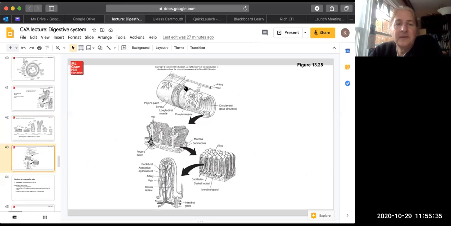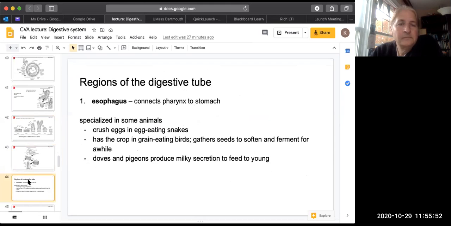Here, so this is showing the muscle layers. It's kind of peeling it away here. You can see the vascularization of the gut in these different layers, right? And then there's this circular muscle.